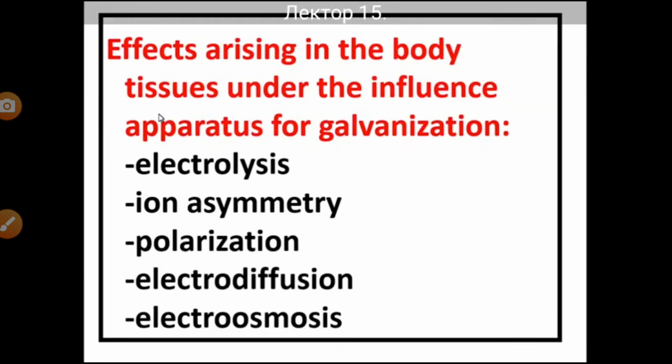All this information you write in your copybook. All this information by effects arising in the body tissue under the influence of apparatus for galvanization you write in your copybook. Electrolysis, ion asymmetry, polarization, electrodiffusion, electroosmosis, you write in your copybook.